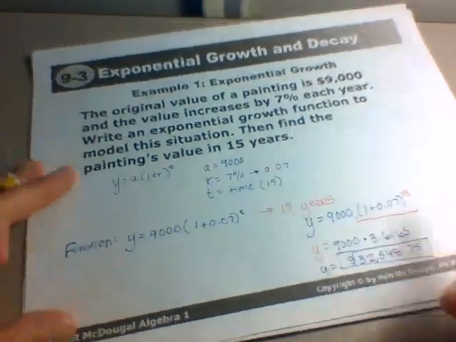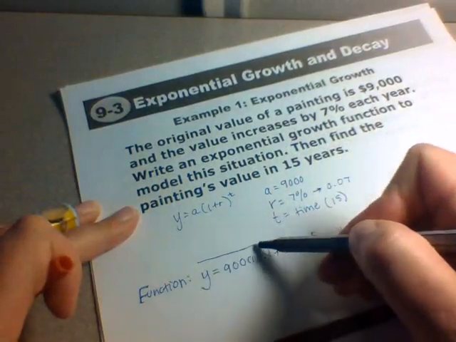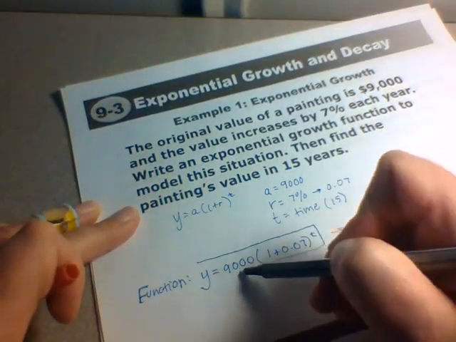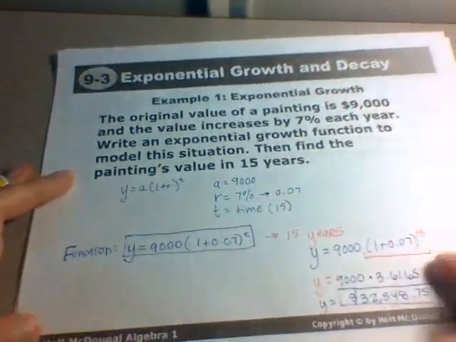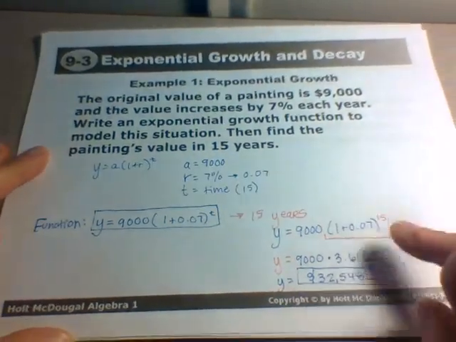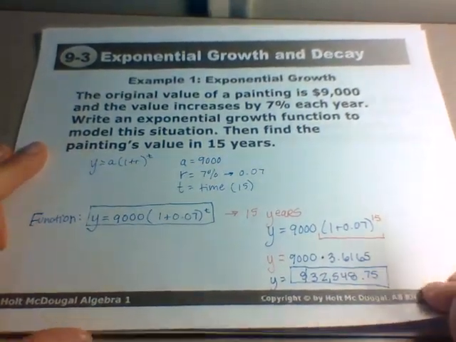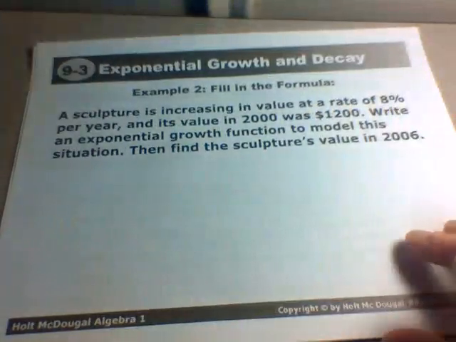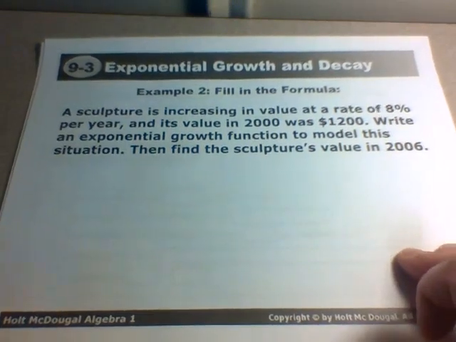Okay. Again, this is the function. It has an independent and a dependent variable that don't have numbers in them. And then once we plug in the 15, now we have our answer. All right, so that's your exponential growth. We have another example here.